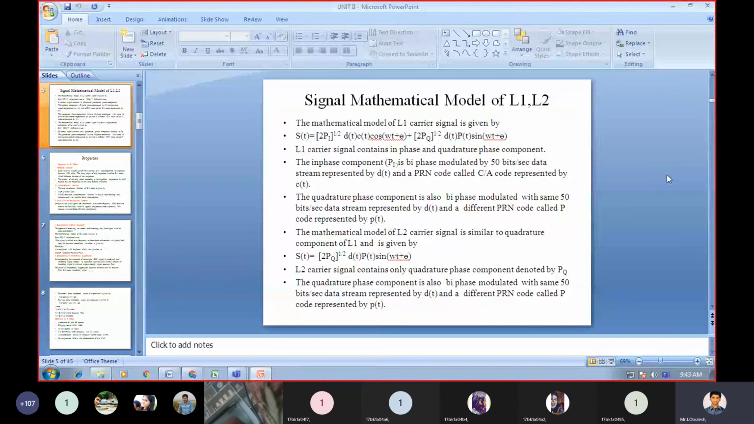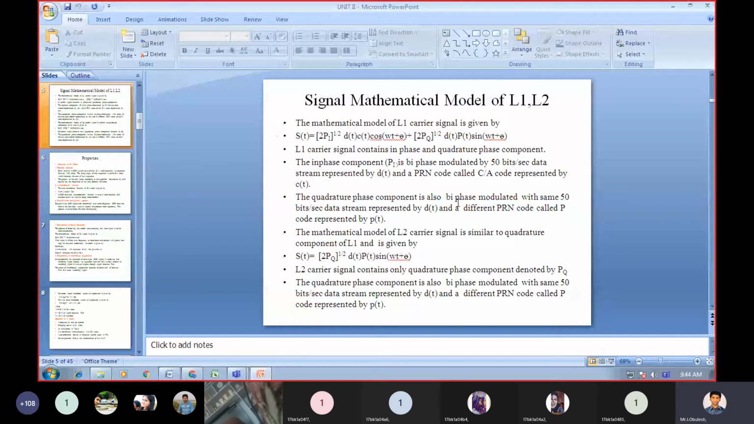The in phase component P_I is biphase modulated by a 50 bits per second data stream represented by D of t, and a pseudo random noise code called C/A code, which is represented by C of t. So in the above equation, C of t is nothing but C/A code, and D of t is nothing but the data stream. P_I means in phase component, and P_Q means quadrature phase component.